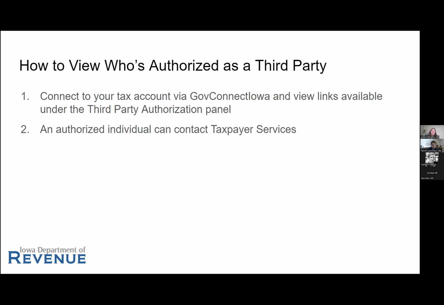You would just want to make sure, unless you plan to revoke or withdraw that person or that authorized individual, that you just don't move forward with that web request. And then the second option to know who's authorized is by contacting taxpayer services. So they will be able to share this information with an authorized representative.